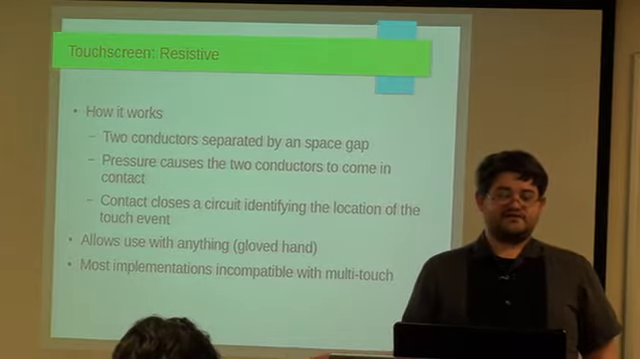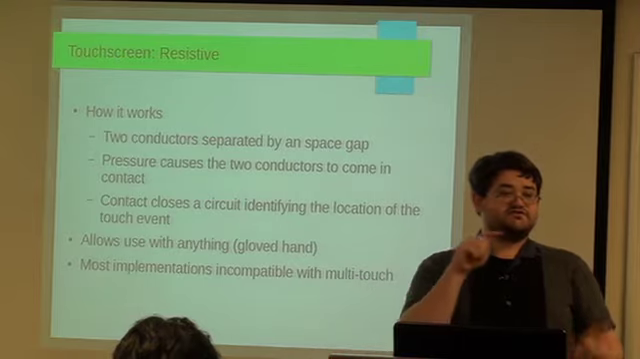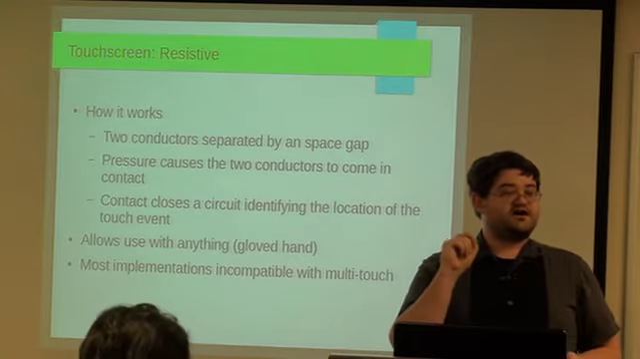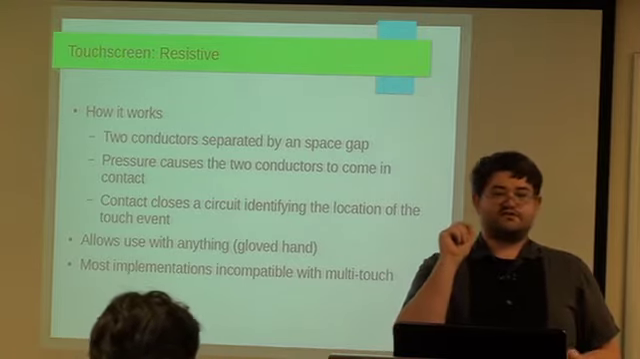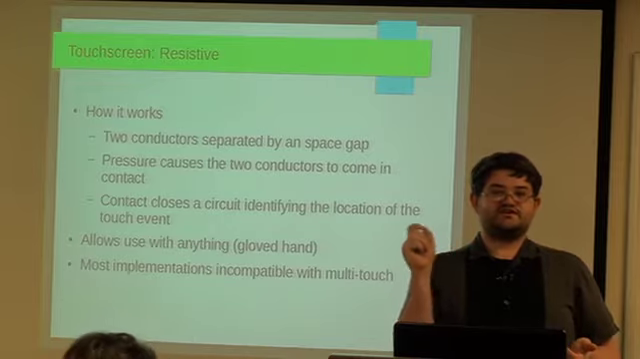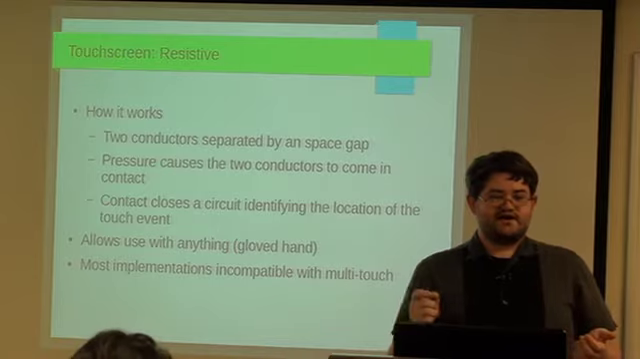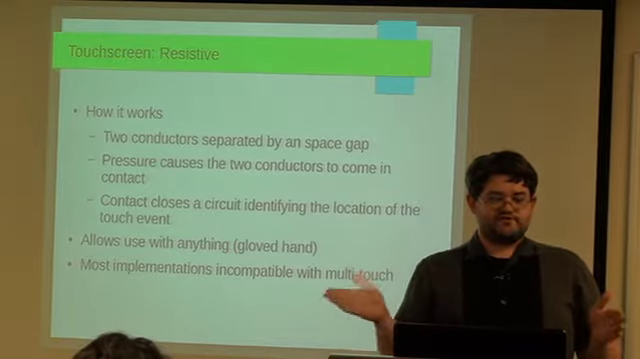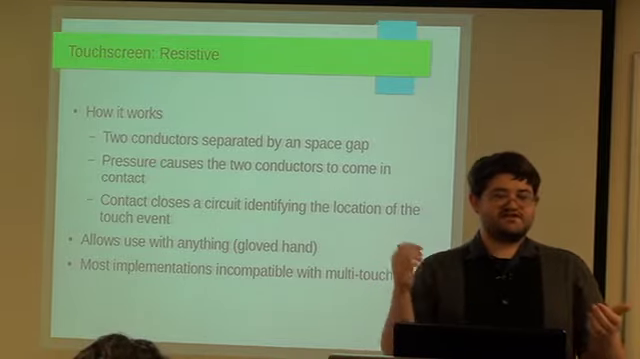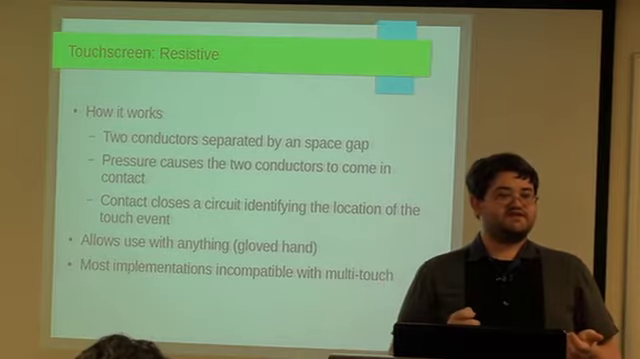Now, the big advantage with resistive technology is it allows you to use anything to touch it. A lot of times, this is what you'll remember if you ever used any sort of touch screen technology back in the 90s. You'd have a stylus for doing stuff. But you could use your finger and it would still work. And that's the resistive technology's big advantage, and that's why you might actually encounter it at some point.